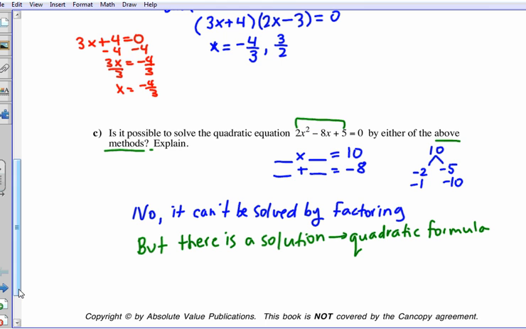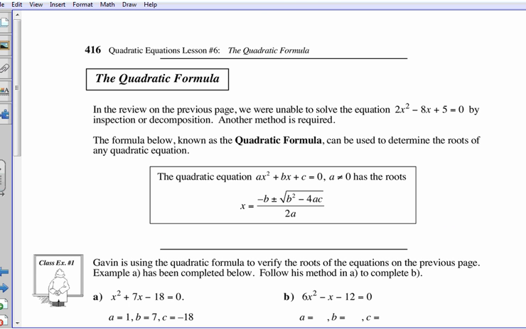Okay, so what's the quadratic formula? You can find your intercepts by using this formula. So when your equation is written in this form, ax squared plus bx plus c, this formula will give you your intercepts.